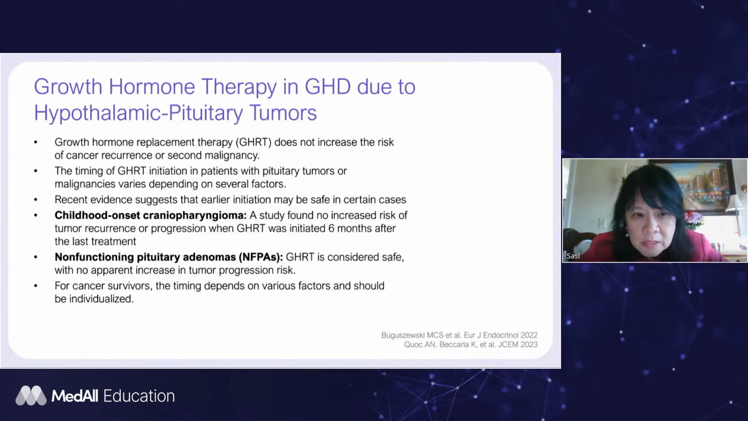For non-functioning pituitary adenoma, it is considered safe to start growth hormone, with no risk of tumor progression. And for other cancer survivors, the timing of growth hormone therapy depends on each case that we need to assess, and it depends on many factors. But the key is that we want to make sure that the tumor or cancer is not active and is well controlled in remission.